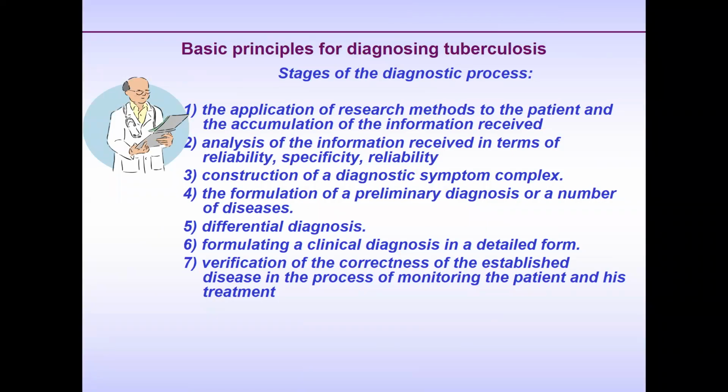Basic principles for diagnosing tuberculosis is application of research methods to the patient and the accumulation of the information received. Analysis of the information received in terms of reliability and specificity. Construction of a diagnostic symptom complex. The formulation of a preliminary diagnosis or a number of diseases. Differential diagnosis. Formulation of a clinical diagnosis in a detailed form. Verification of the correctness of the disease, and the treatment.